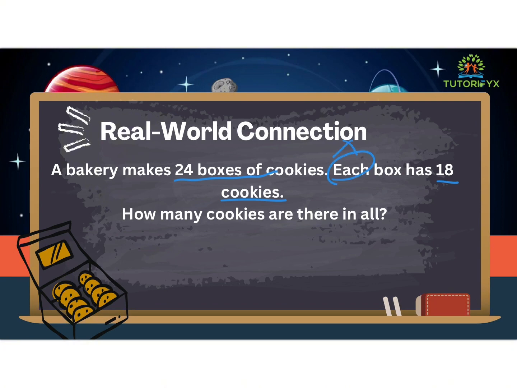So it says a bakery has 24 boxes and each box has 18 cookies. I think we can write that as an equation, don't you? So let's go ahead and write 24 times 18. I'm not too familiar with solving it this way, so I'm going to stack it and attack it and then solve it like that. Or I can use the area model to figure this out.